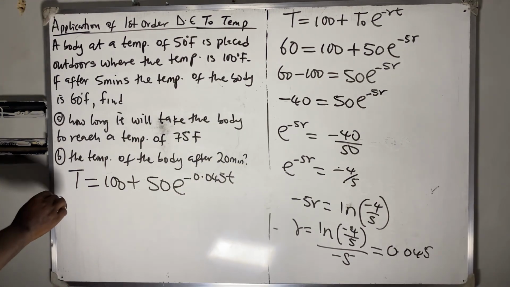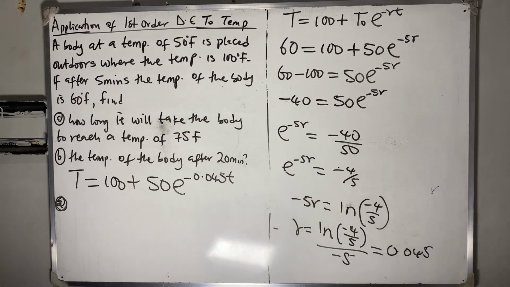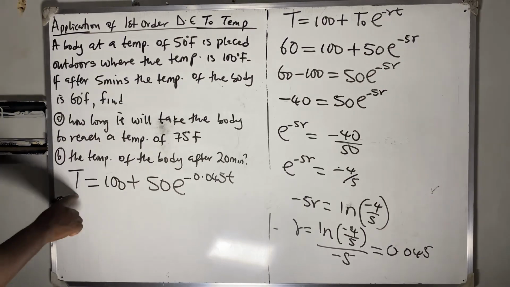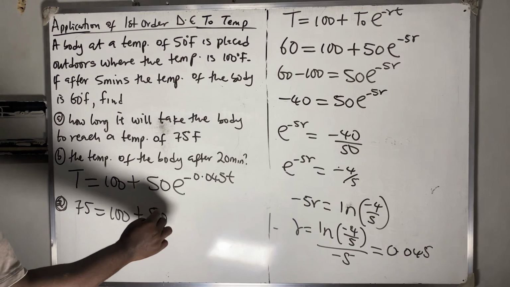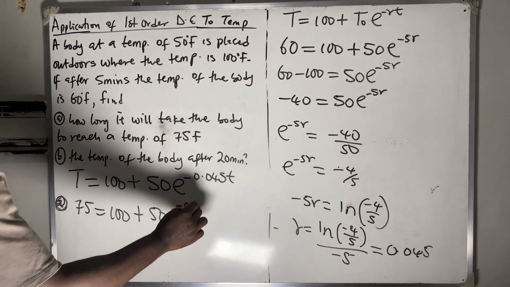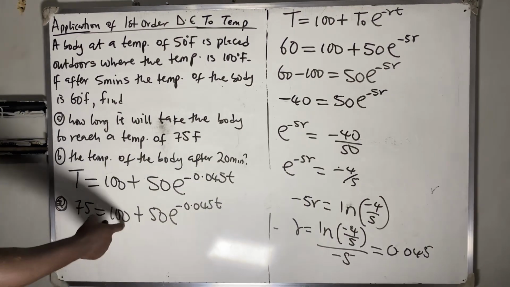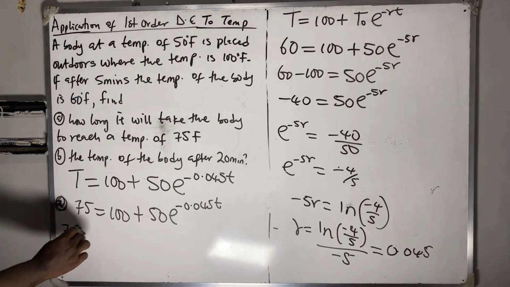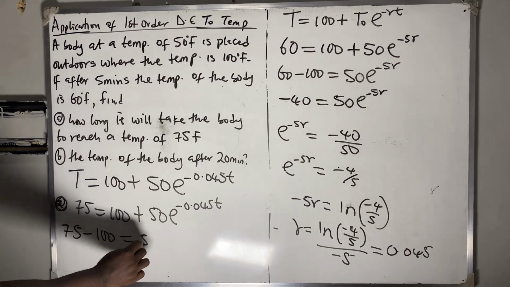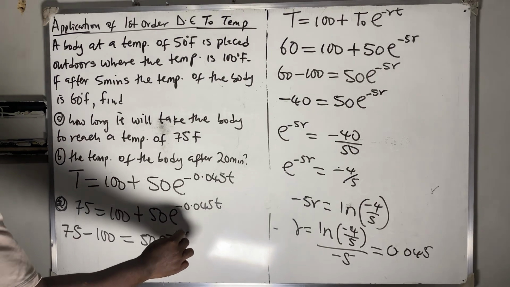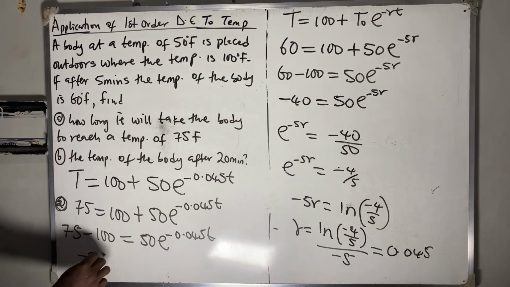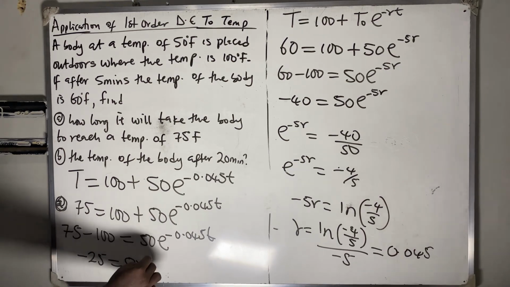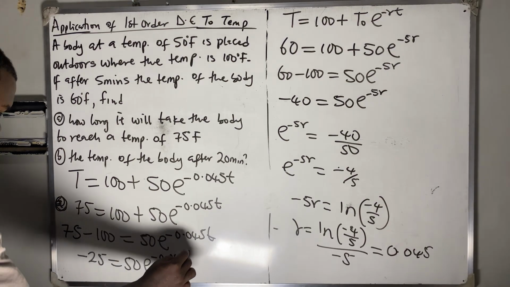So for A now, they say we should calculate how long it will take. So we are looking for T in our A, to reach a temperature of 75. So we have 75 is equal to 100 plus 50 exponential minus 0.045T. Moving this to this side, I'll have 75 minus 100 is equal to 50 exponential minus 0.045T. So this minus this will give you minus 25 is equal to 50 exponential minus 0.045T.